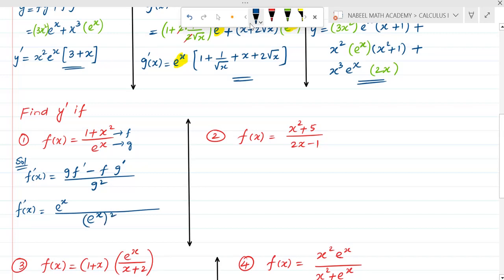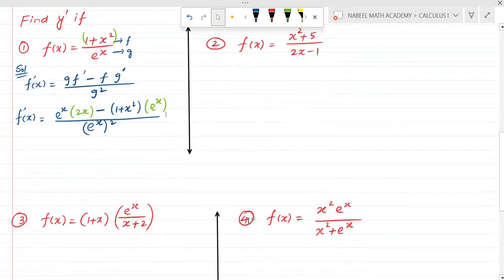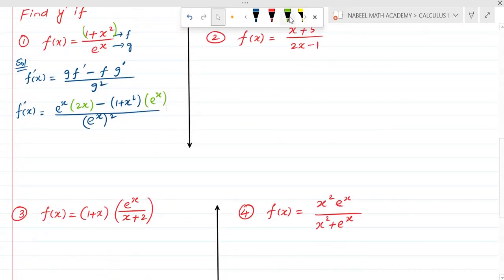Next, what is f prime? The f prime is the derivative of the numerator, so 1 becomes 0, x square is 2x, and then minus f, 1 plus x square is fixed. What is the derivative for g? e power x is e power x. So this is the derivative form. If you want to take e power x common, you can. So what is the simplified form here?